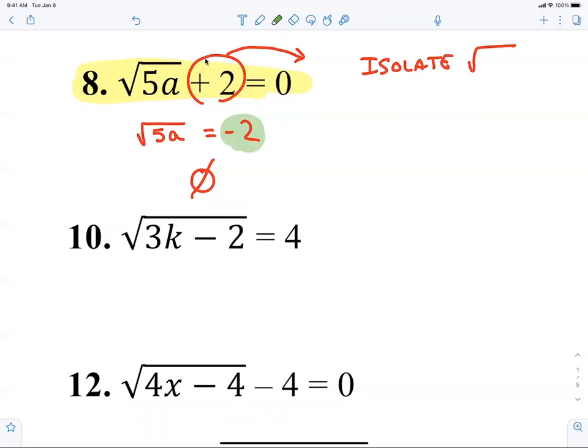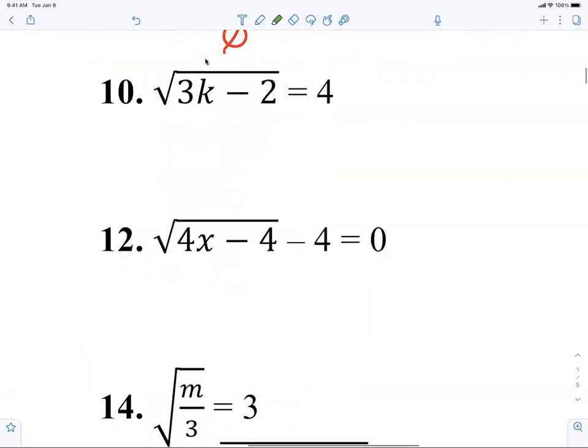Now we're back to normal. Number 10, what do I have to do to both sides? Square and square. So what happens to the radical? Cancels. And what's 4 squared? Now everybody can do the mental math here. What does k equal? K equals 6. Anybody have any issues with that?